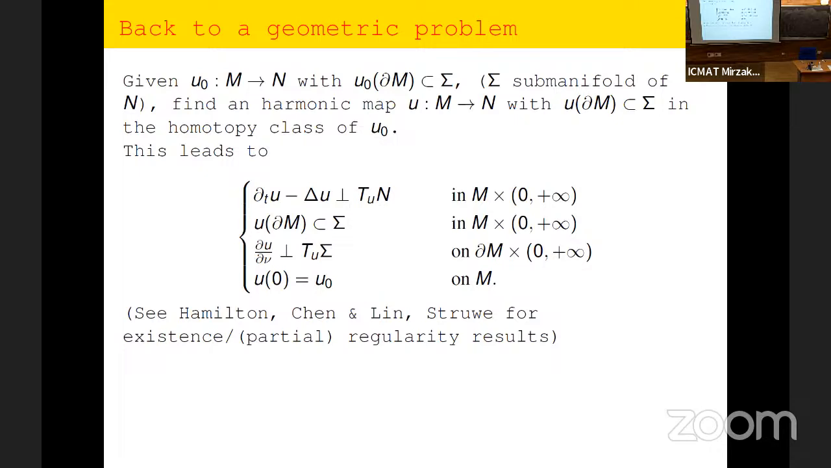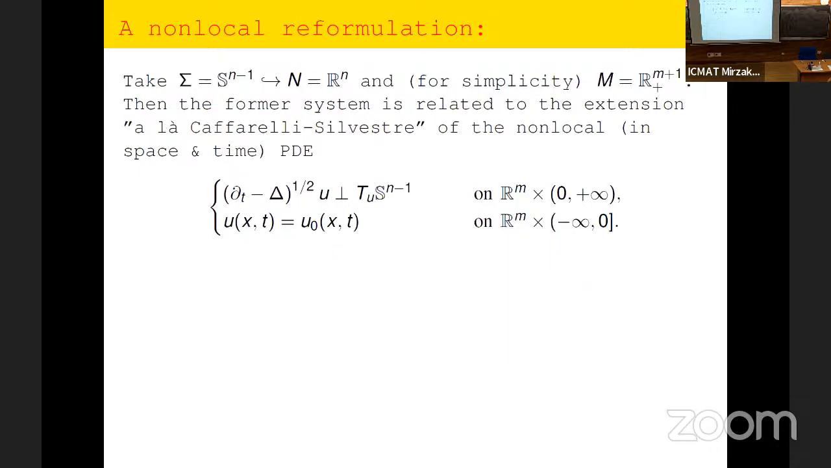Okay, now we want to revisit this problem here using, say, the non-local interpretation we gave before for the static situation. So now take sigma again to be the sphere in Rn. So the target manifold is Rn. And take M to be the semi-space.